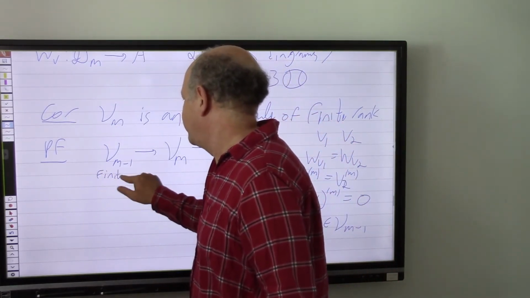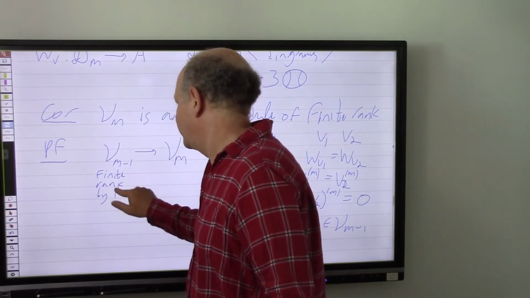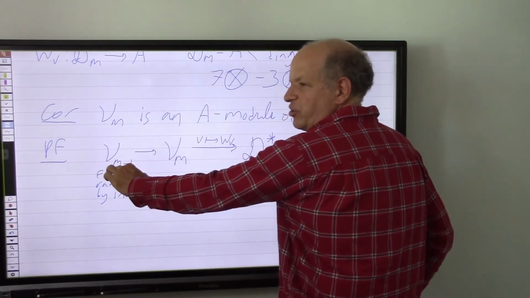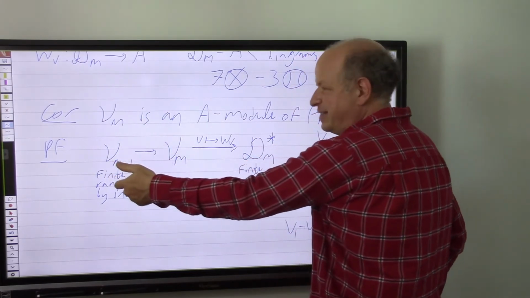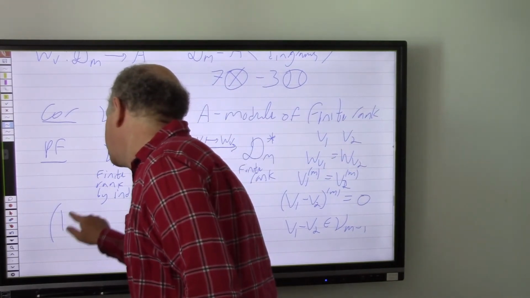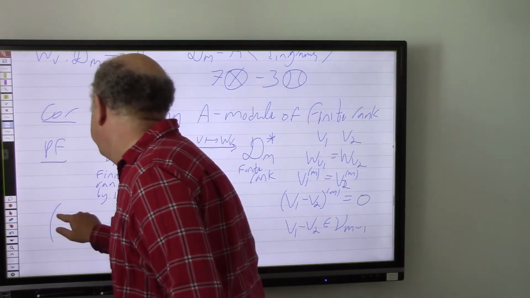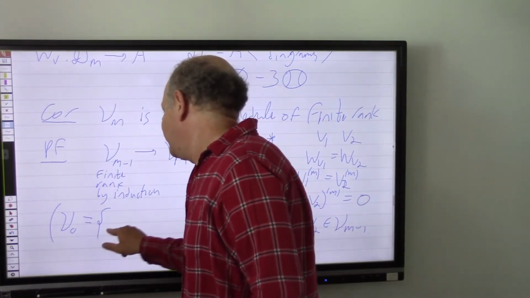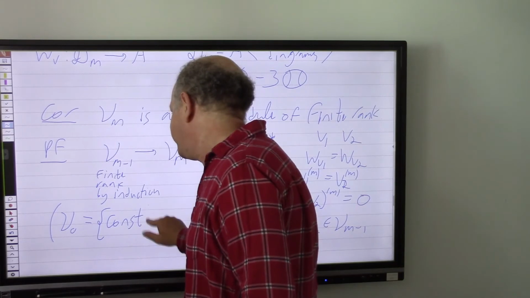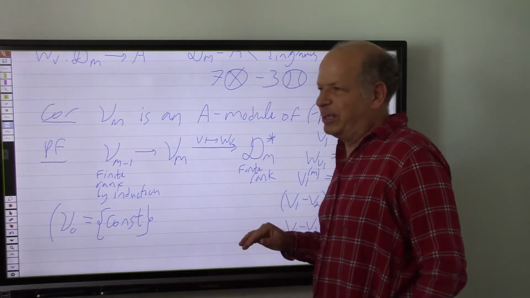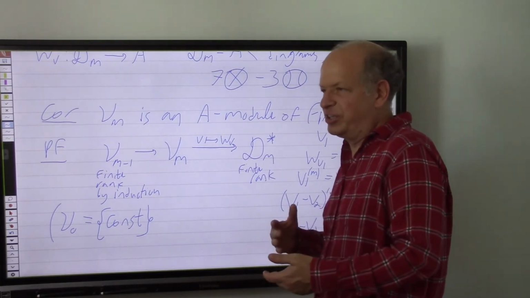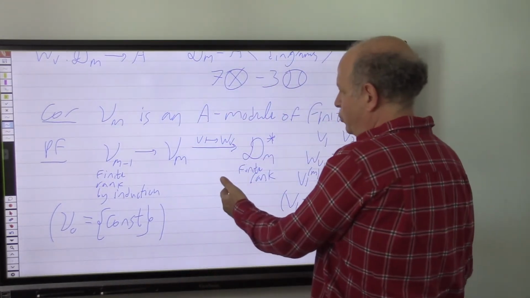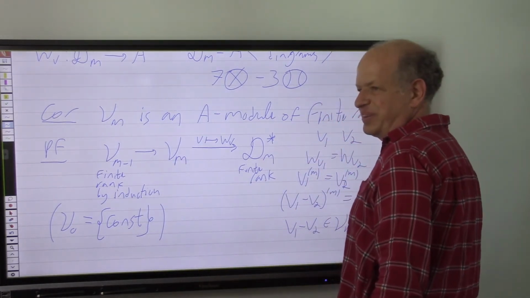And this one is of finite rank by induction. So the proof is by induction, and I'm assuming that I've already shown that this one is of finite rank. You have to base the induction, and the base is to show that invariants of type 0 are of finite rank. But it's very easy to check that an invariant of type 0 is only the constants. If an invariant doesn't change at all when you switch crossings, then it's a constant. So we're done by induction.